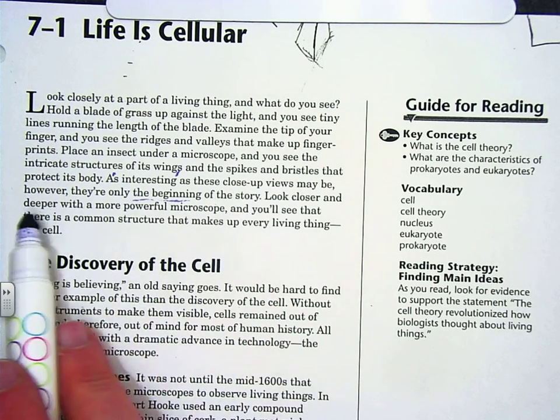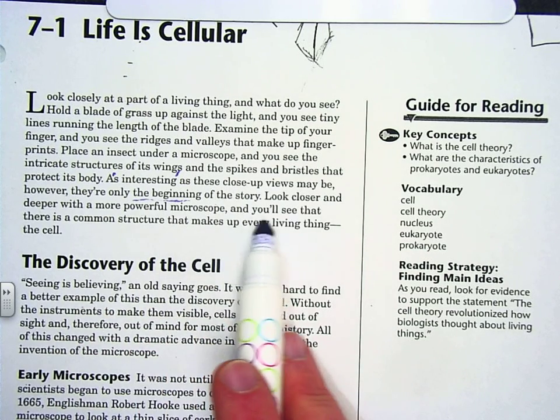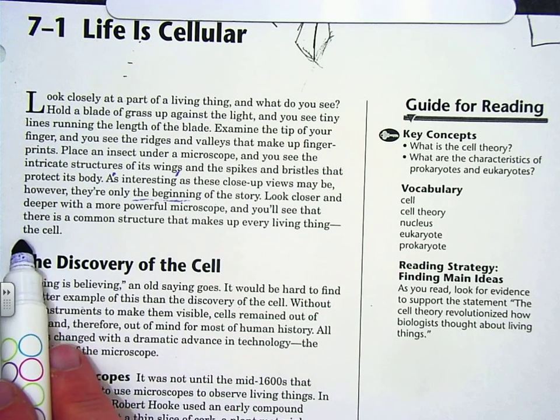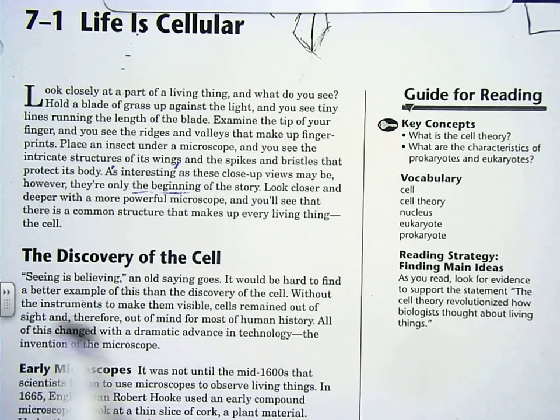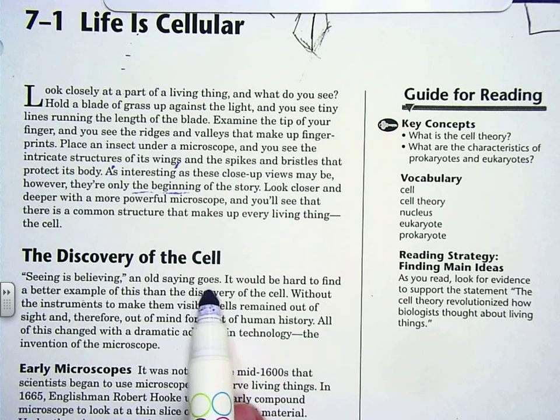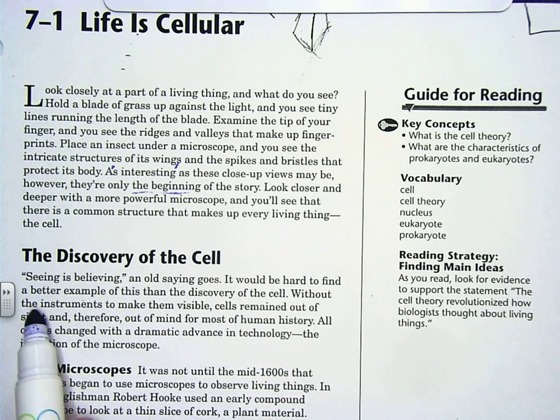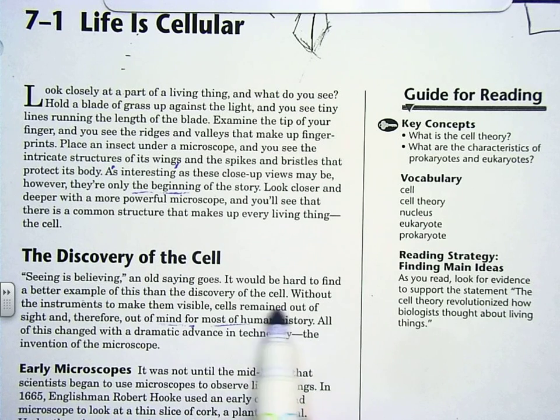Look closer and deeper with a more powerful microscope, and you'll see that there is a common structure that makes up every living thing, the cell. Seeing is believing, an old adage says. It would be hard to find a better example of this than the discovery of the cell. Without the instrument to make them visible, cells remained out of sight and therefore out of mind for most of human history. All of this changed with a dramatic advance in technology, the invention of the microscope.